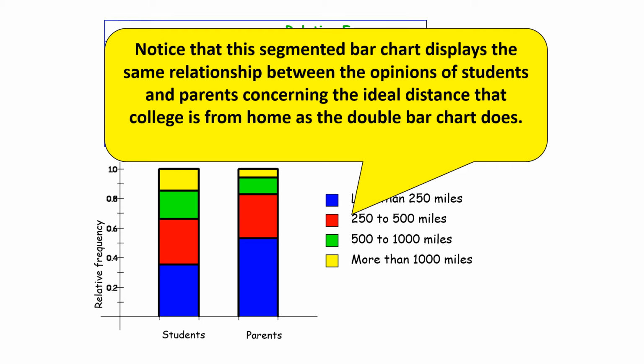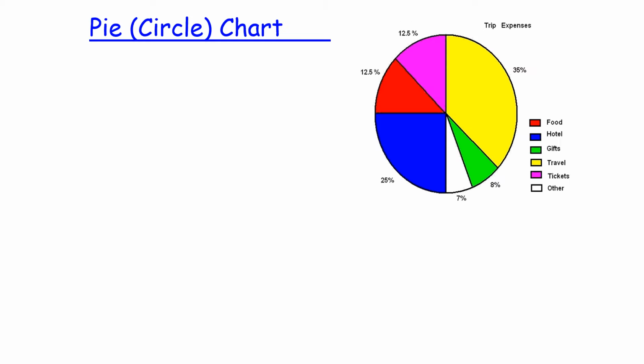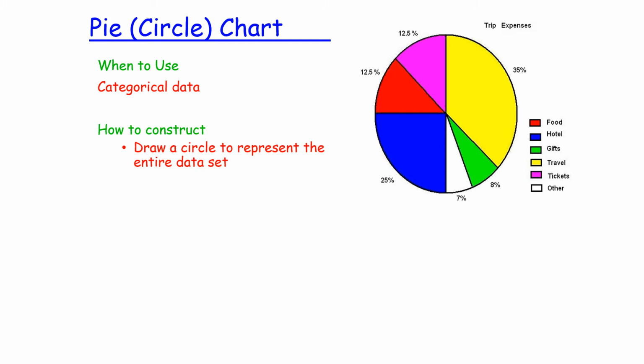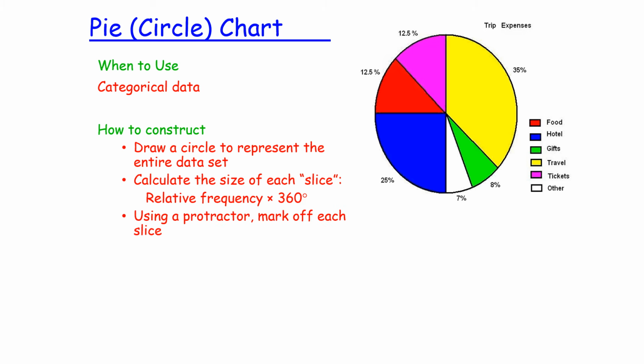Let's talk about pie charts, sometimes called circle charts. When do we use them? We use them when we have categorical data. How do we construct it? We're going to draw a circle to represent the entire data set. Then we're going to calculate the size of each slice. So we're going to take the relative frequency and multiply it by 360 degrees. Then, using a protractor, you're going to mark off each slice.